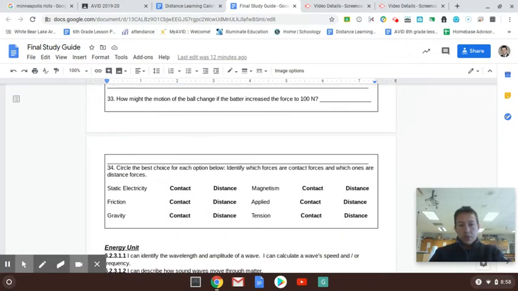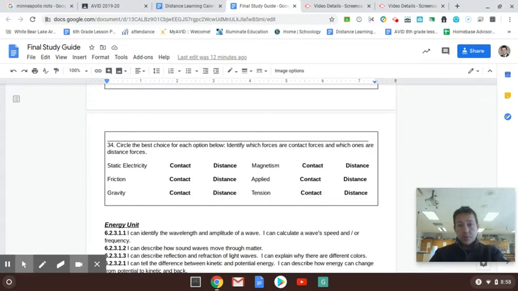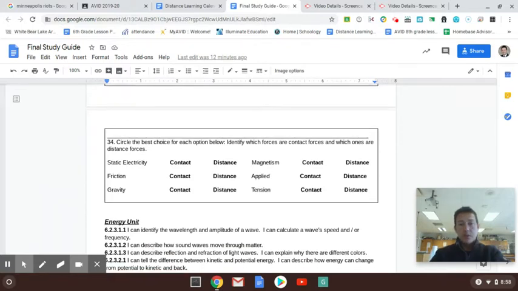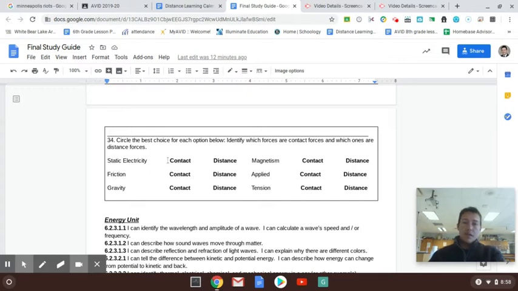Okay, 34. Circle the best choice for each option below. Identify which forces are contact and which ones are distance forces. Static electricity. Static is like John Travolta when his finger gets close to the door but not touching the door. And that's how we pulled the can in NASCAN with the balloon. Did we touch the can in NASCAN? No, that was actually a rule. We couldn't. So static electricity is a distance force.